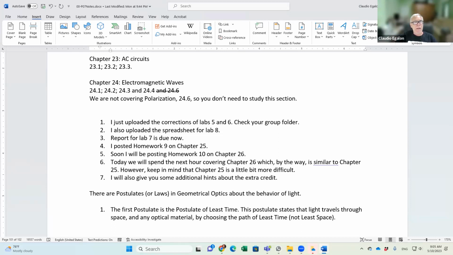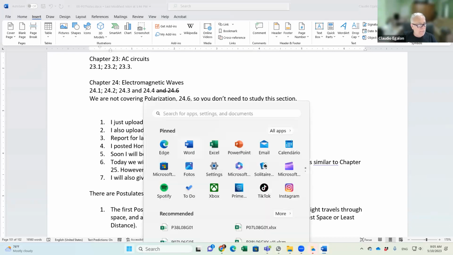Okay? The path that takes the least amount of time is not necessarily the same path that takes the least amount of space, the least amount of travel, the least distance, okay? The least distance or least space. And I'm going to give you a quick example.